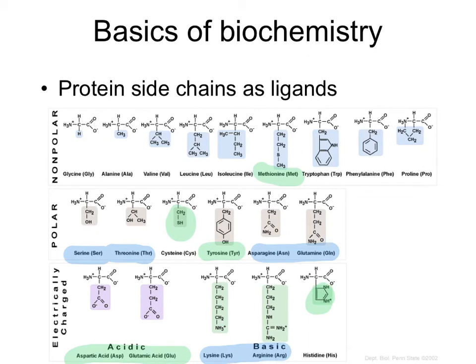The other side chains that are charged can provide protons or bases. So these can be acidic because they can donate a proton. These are basic; they can accept a proton.